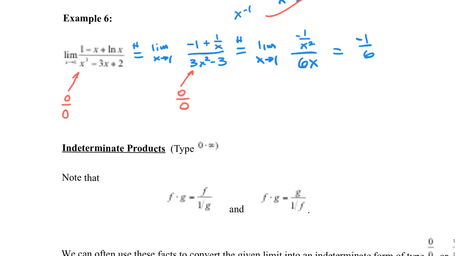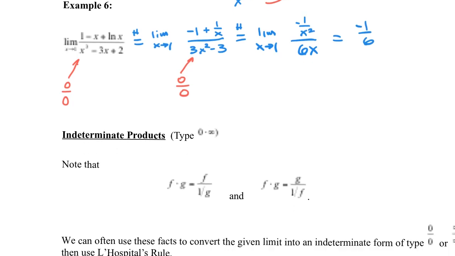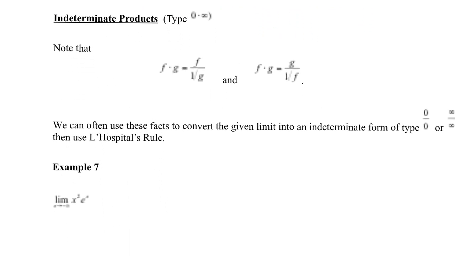Okay, so this brings us to the indeterminate products, which when you look at this indeterminate product, you can see already this is not going to work. Remember, L'Hopital's rule is really picky. It's got to be 0 over 0 or infinity over infinity. This is not either of those. But we use this idea.